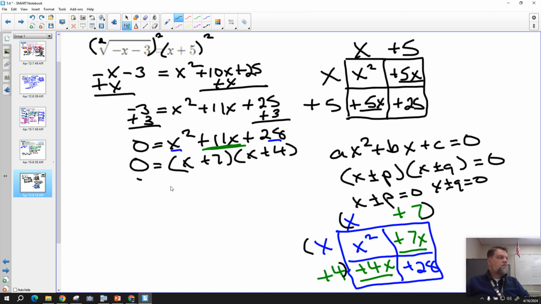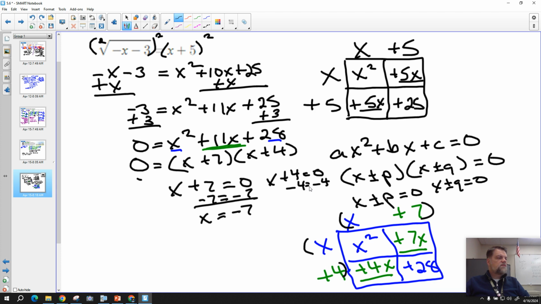So now the next step is I'm going to set both these factors equal to 0. x plus 7 equals 0 and x plus 4 equals 0. Subtract 7 from both sides and I get x equals negative 7. And then if I subtract 4 from both sides over here, I get x equals negative 4. Those are my two answers. This and this.